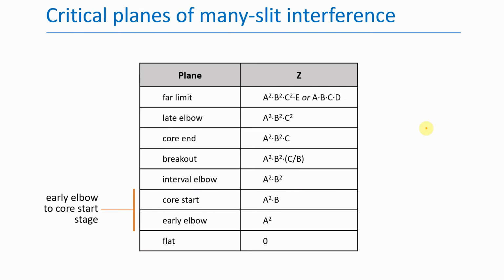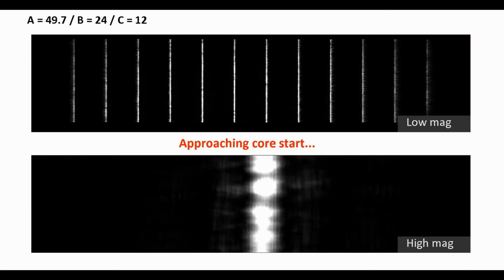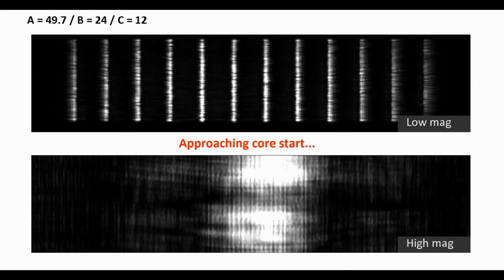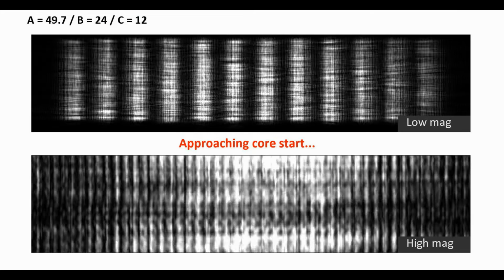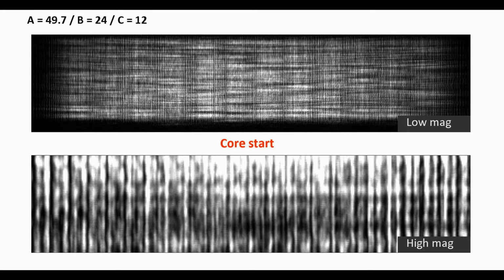The next stage starts where the previous stage ended, which is at the early elbow. Then it goes up to the core start. The general trend in this stage is that the individual beams grow wider proportional to Z. They spread out into the dark space until finally the beams touch one another at the core start and form one large continuous region of bright space.